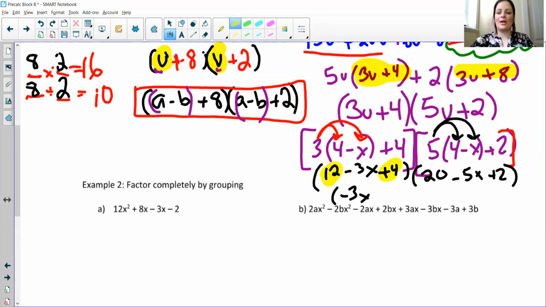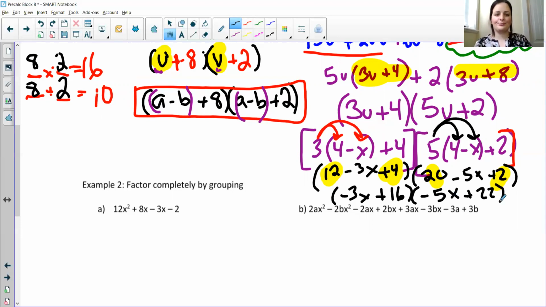a variable. Sorry, I keep hitting the wrong thing when I go to get my highlighter. So I'm going to group these like terms in their respective brackets. So 12 plus 4 is going to be a 16. And then on this one, I'm going to do negative 5x. We always like to do the term that has the variable first and then the term without a variable last, if possible. And 20 plus 2 is 22. Okay, and there is our answer.